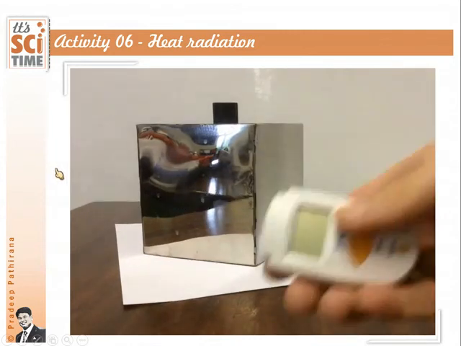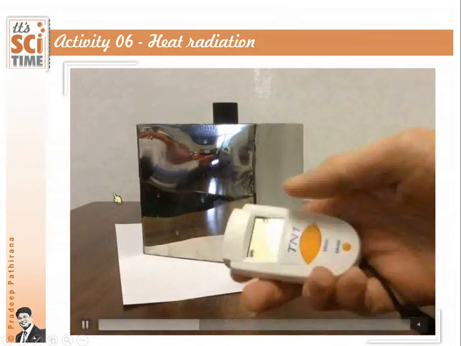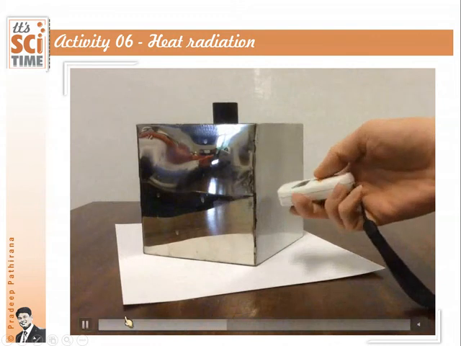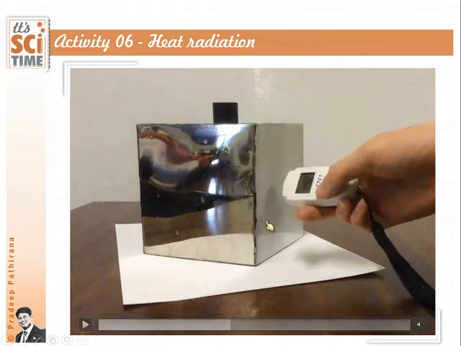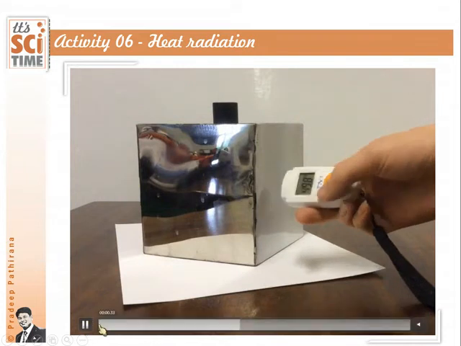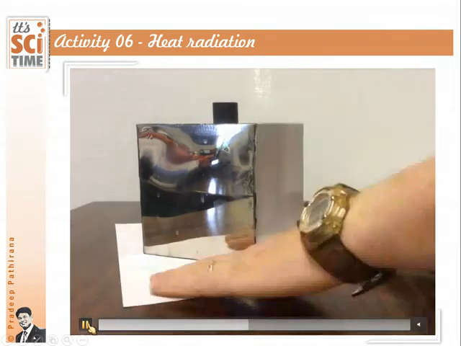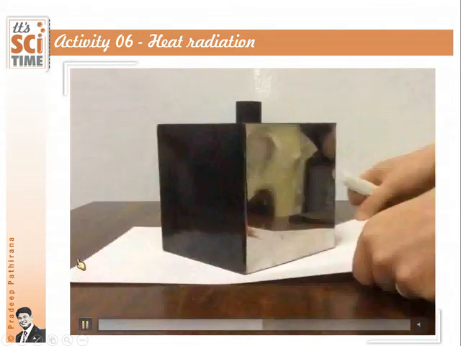The heat radiation method. This is an infrared thermometer. These thermometers are very popular nowadays. First they are measuring the temperature of this surface. It is the white surface here. What is the temperature? It's 49.8 on the white surface, heat radiated at about 49.8 degrees Celsius. Then turning this to the shiny side.